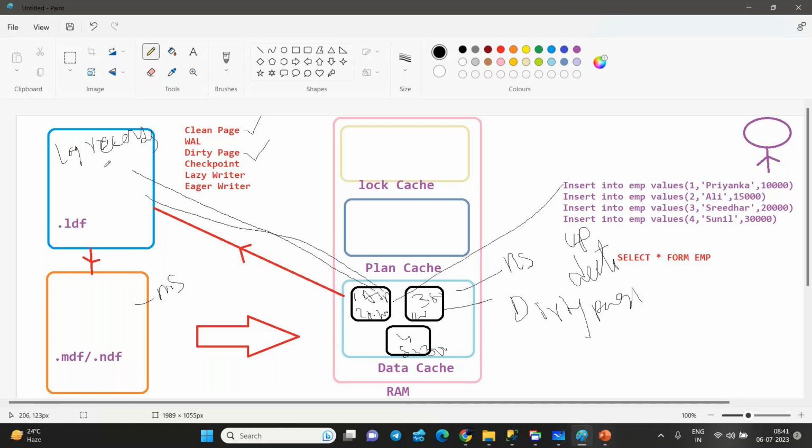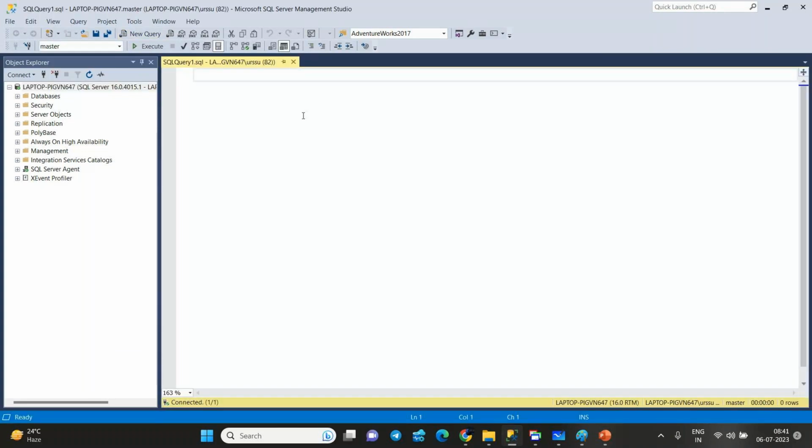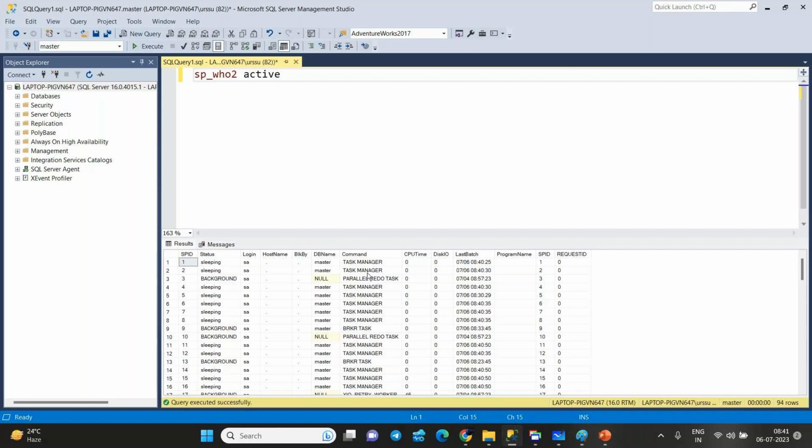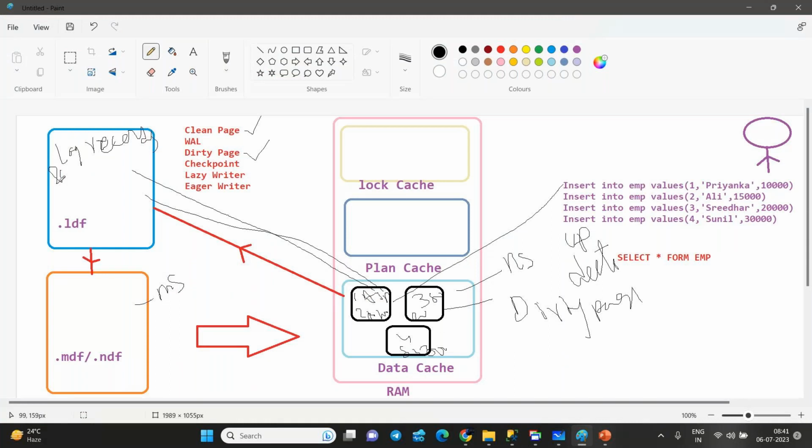So who is writing, Subbu? There is a thread called log writer thread, sir. I will show you. When you run sp_WhoIsActive, you can see there is a log writer thread. Are you able to see the log writer thread? This log writer thread is going to write everything into the log file. Insert, insert, insert. This is a log record. It is inserting the log record into the log file.